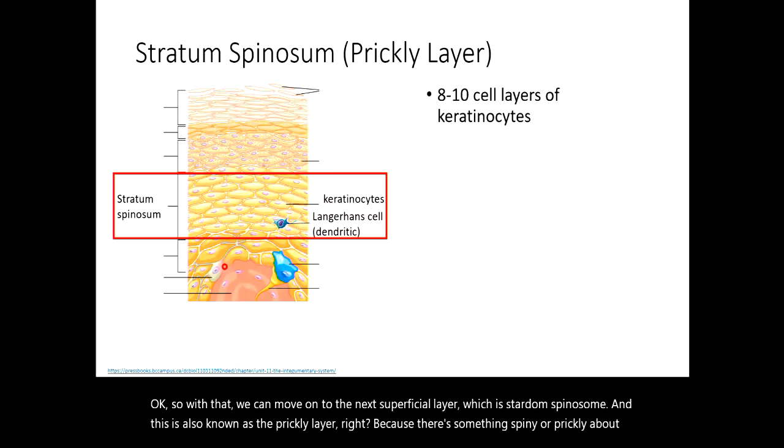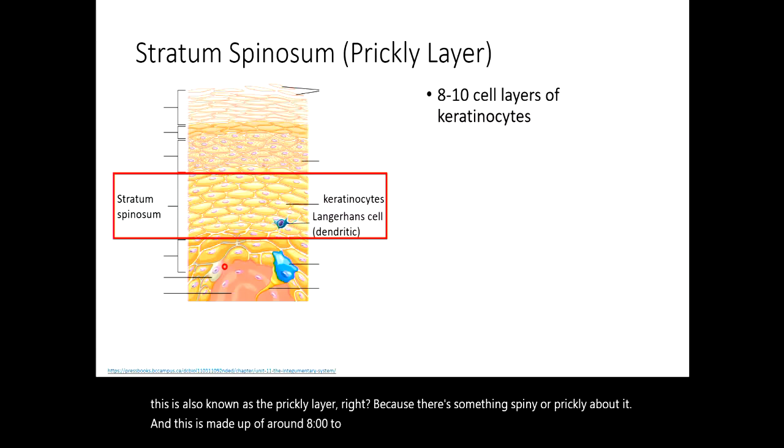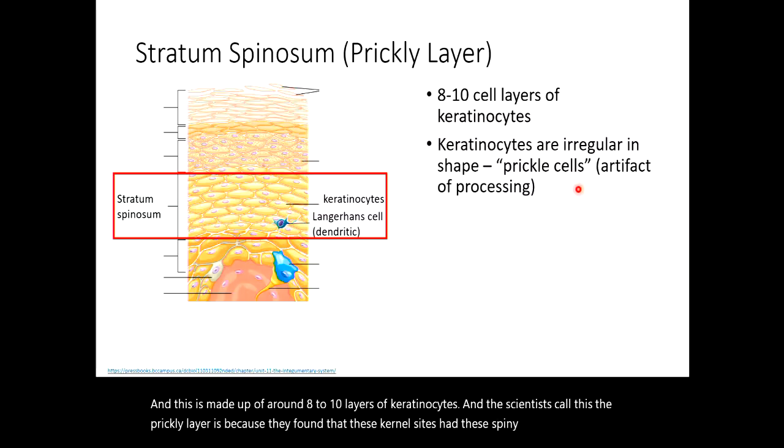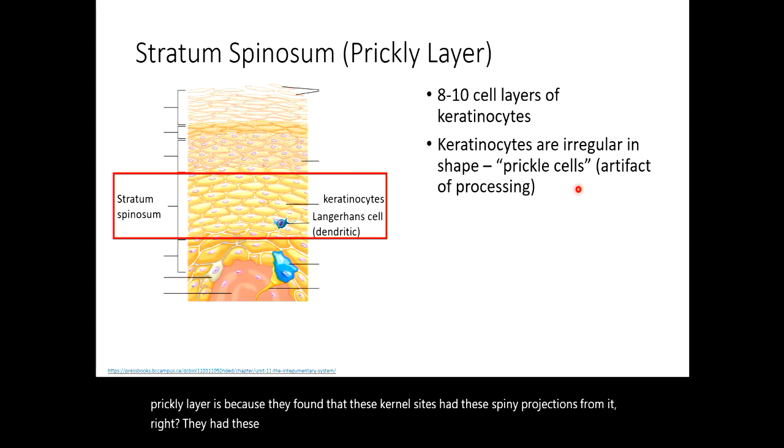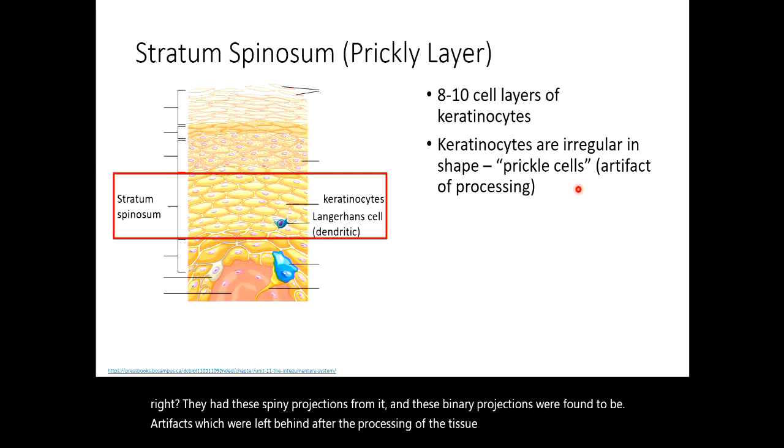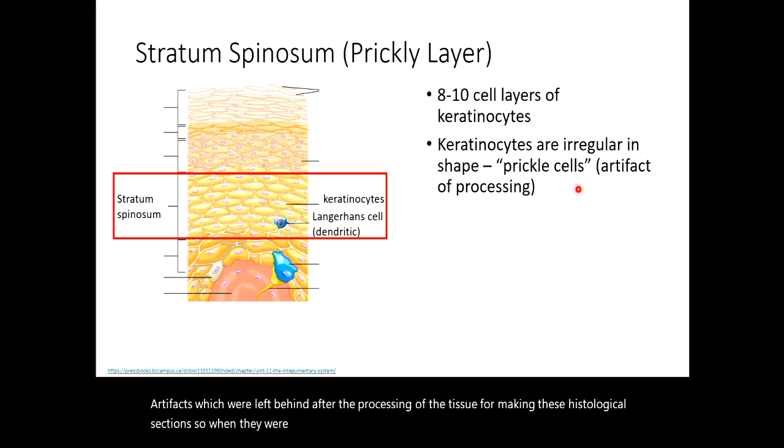And this is made up of around 8 to 10 layers of keratinocytes, and the scientists call this the prickly layer because they found that these keratinocytes had these spiny projections from it, right? These spiny projections were found to be artifacts which were left behind after the processing of the tissue for making these histological sections. So when they were making the skin slides to view under the microscope, there were some artifacts left behind, right?